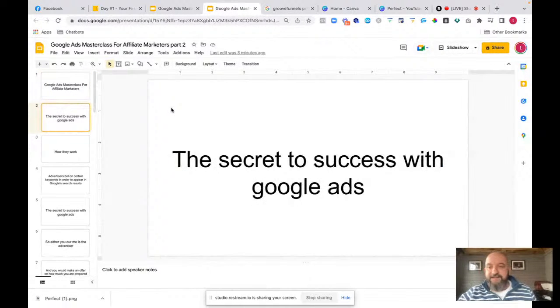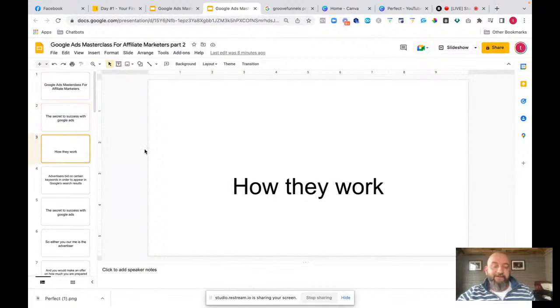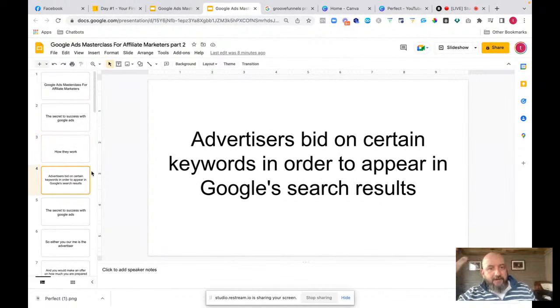So the secret to success with Google Ads is, first we need to know how Google Ads work. You can't manipulate anything if you don't know how the actual thing works itself. So it's always important to make sure you know exactly how something works. What happens is advertisers go out and they bid on certain keywords in order to appear in Google search results. So you name a keyword you want to make money on, and then you put that keyword into Google Ads.